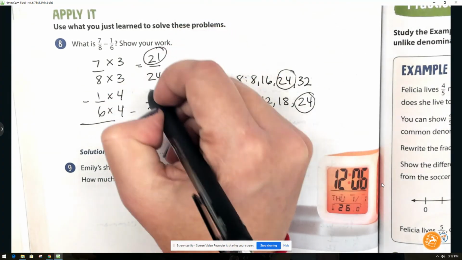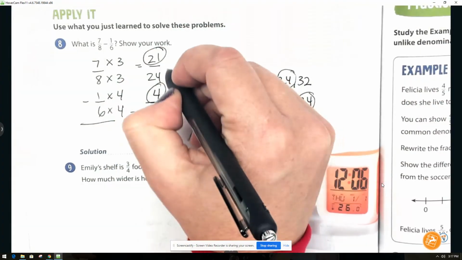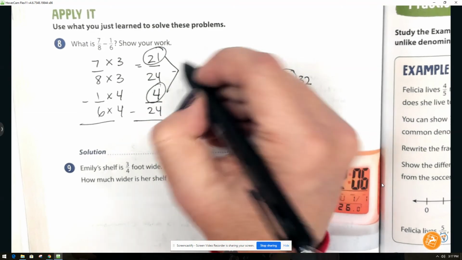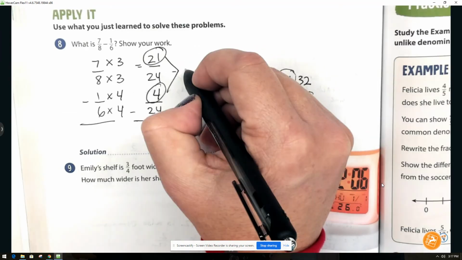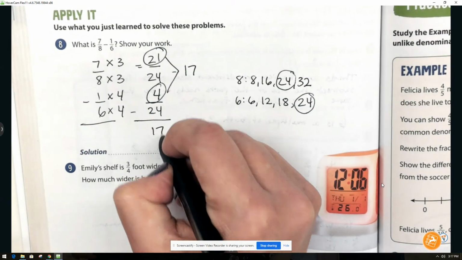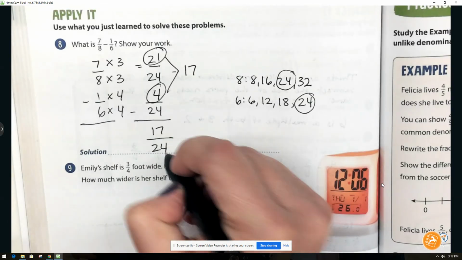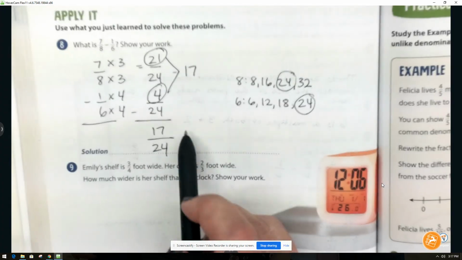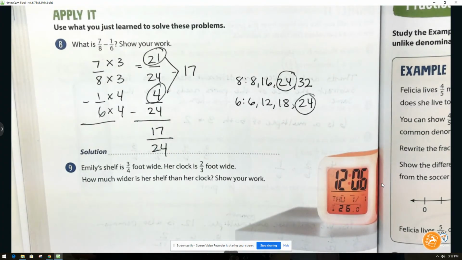Finally, we're going to take our two numerators and subtract them. So 21 minus 4 equals 17. 17 is our new numerator, and our denominator stays the same. So the answer is 17/24.